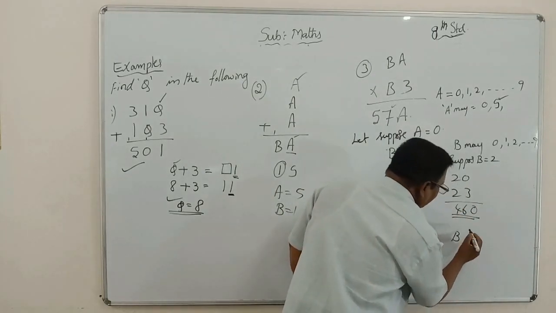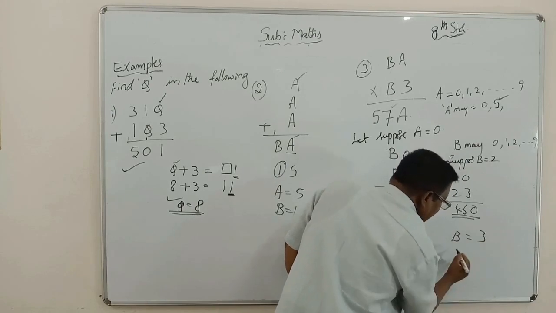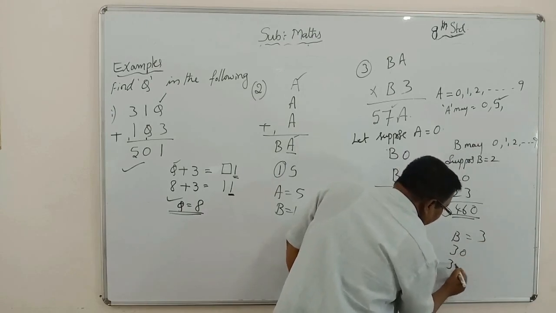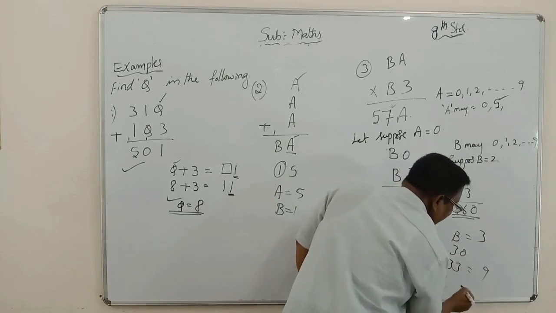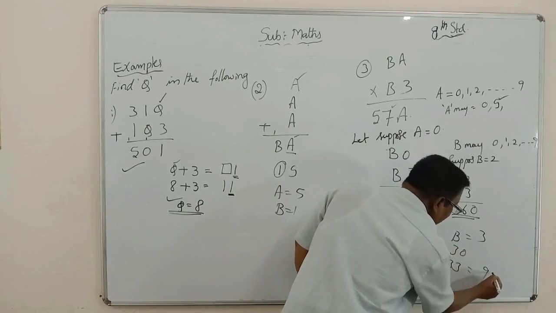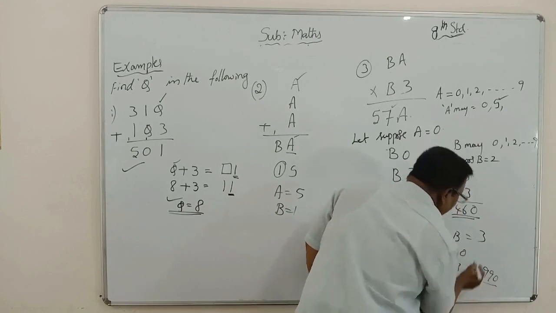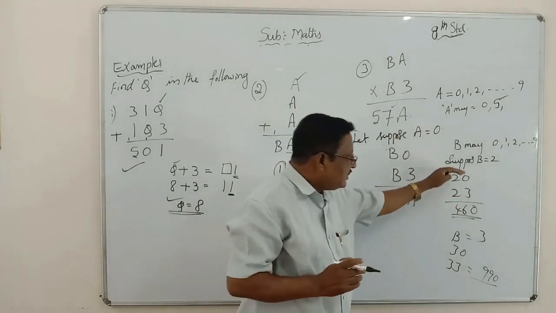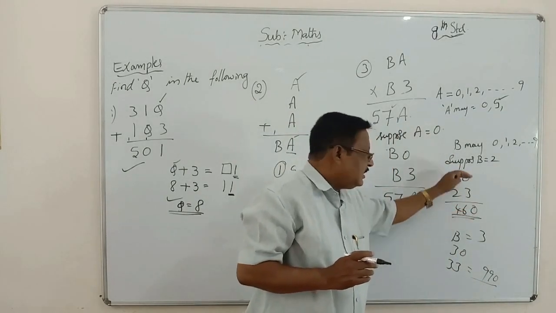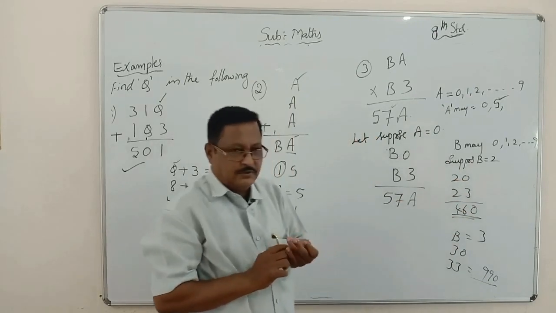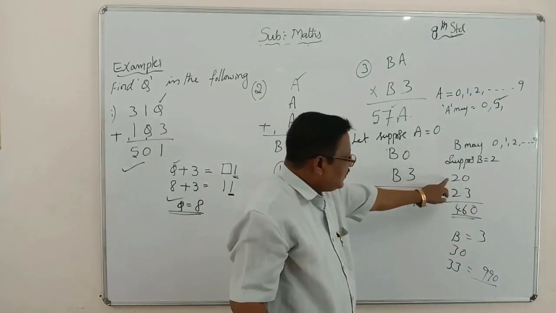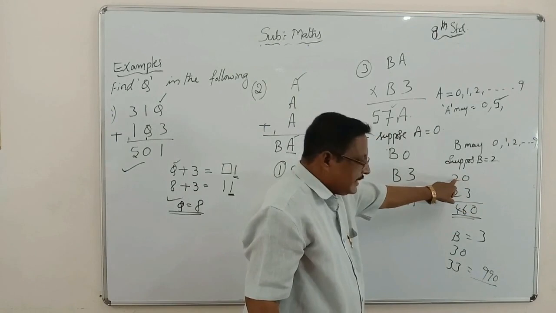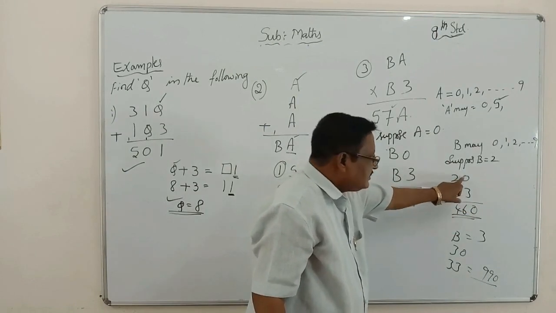Next, B is equal to 3. It means 30 into 33. It means 33 times 0 is 0, 33 times 3 is 99, so 990. The value lies between 2 and 3. It means 20 to 30, the values lie between. Suppose 20 to 30 means here 2 is B, here change the values.